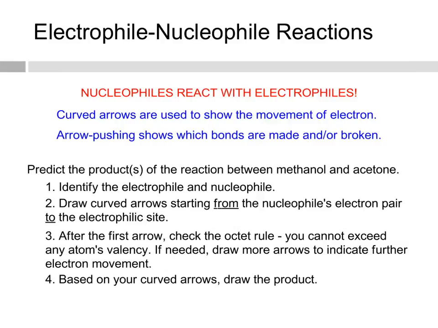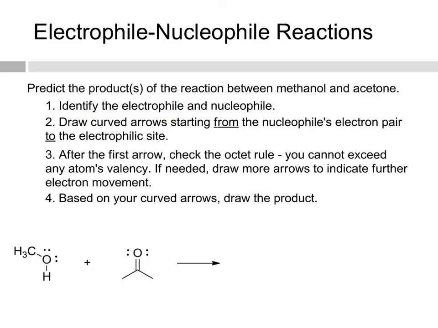If you find that your first arrow is exceeding any atom's valency, then draw more arrows to indicate further electron movement. So you might need to break a bond, for instance. And based on your curved arrows, draw the product. If there is no arrow, that means there is no change. Now let's use these rules and try to predict the product of a reaction.